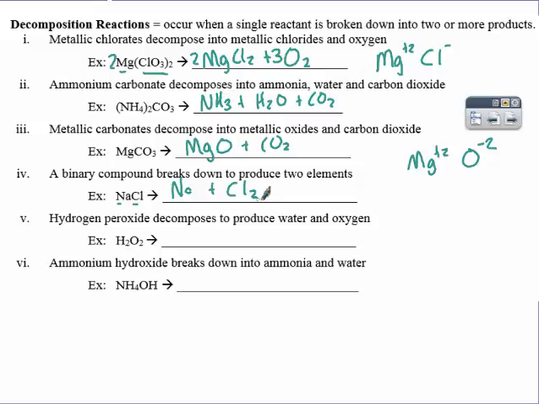Hydrogen peroxide gets its own rule. Hydrogen peroxide always breaks down into water and oxygen gas. So balancing that one, you would put a 2 and a 2. And finally, ammonium hydroxide, you should know from our previous lesson, ammonium hydroxide always breaks down into ammonia and water.